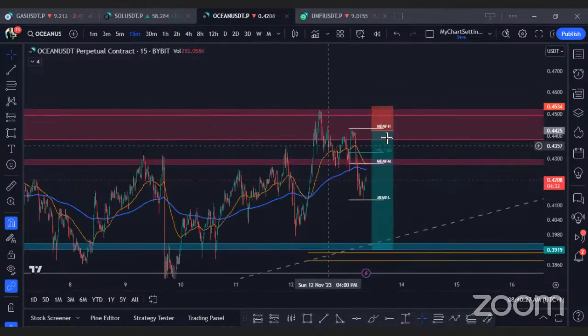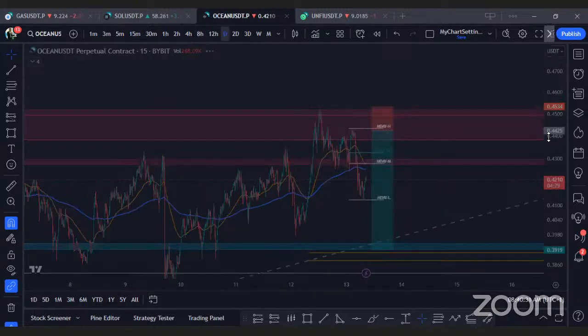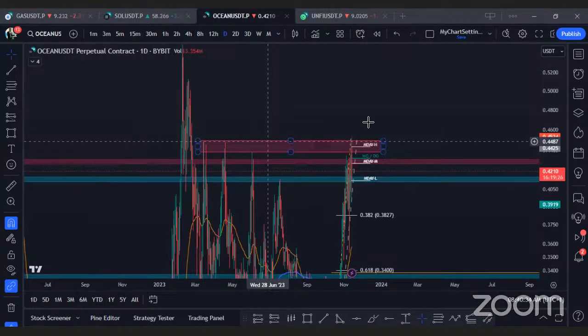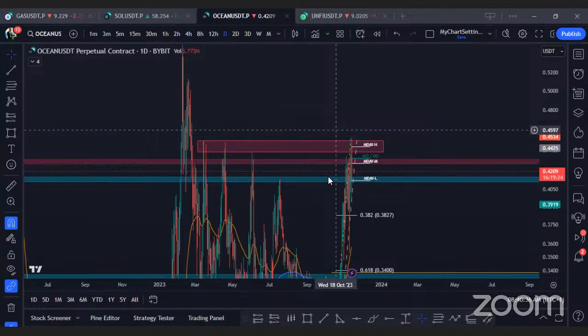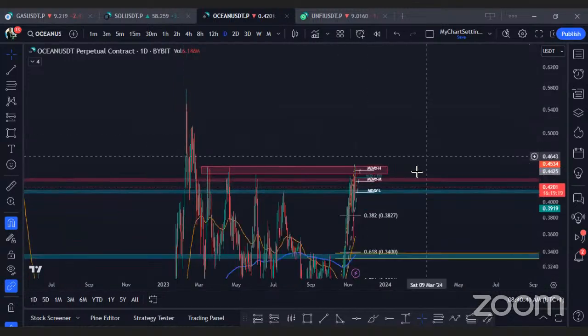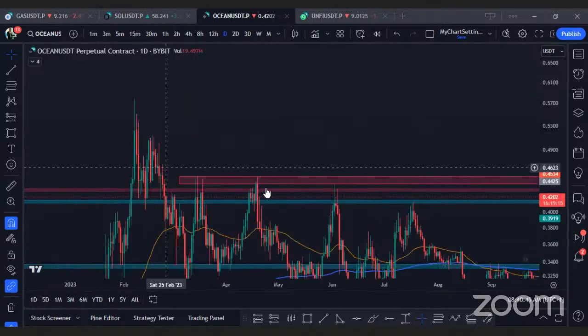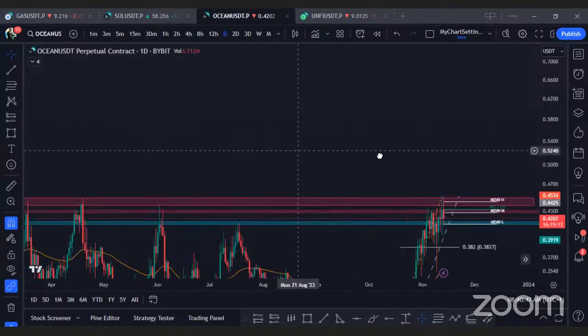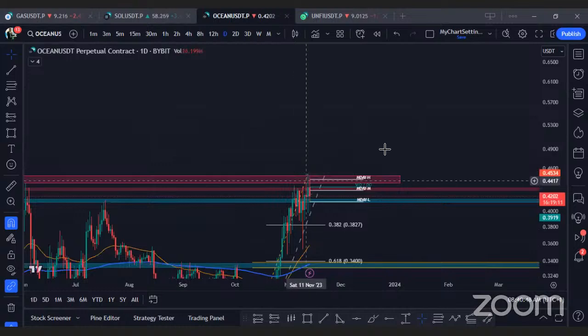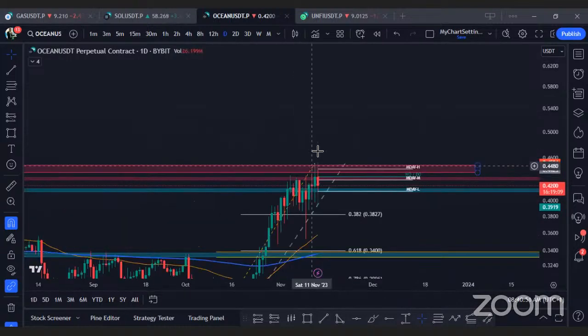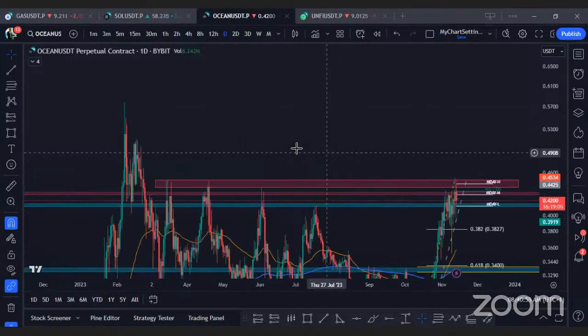Or if we eventually break above this level that we are looking at here, then maybe we'll wait for a breakout and a retest, then we'll start looking for long. I'm on the daily time frame. You see that we've rejected here multiple times, we rejected there again, and this time around we are there. So if we see our daily candle break out of this area with the body, then we'll be looking for more of long on Ocean.